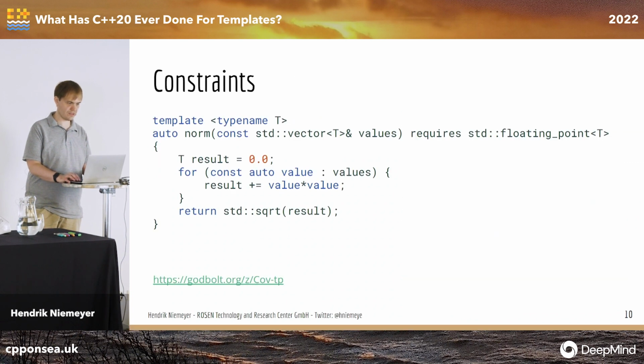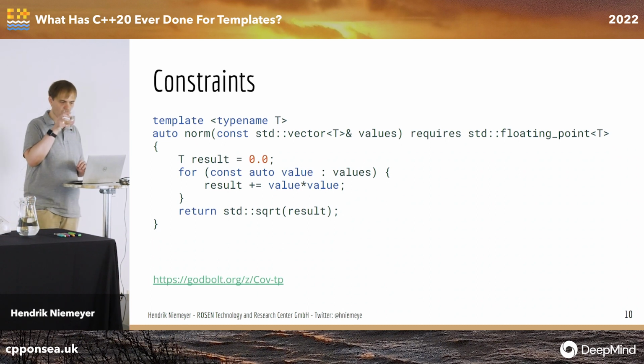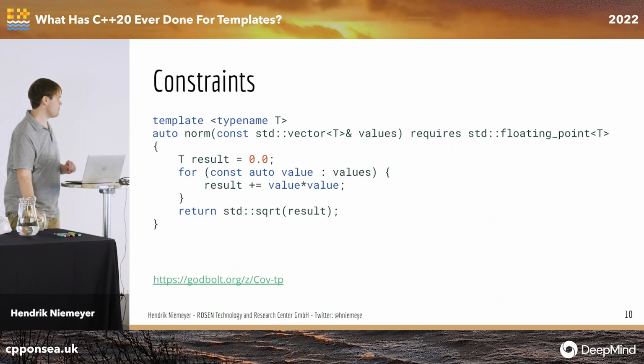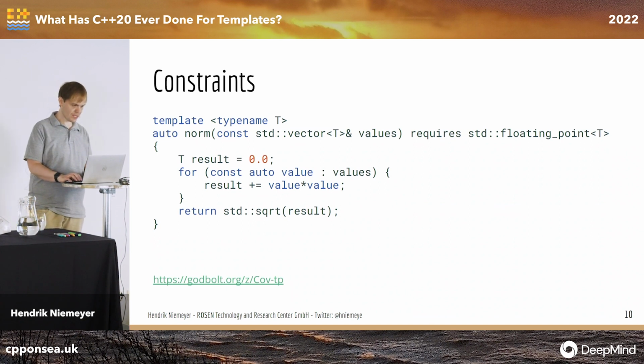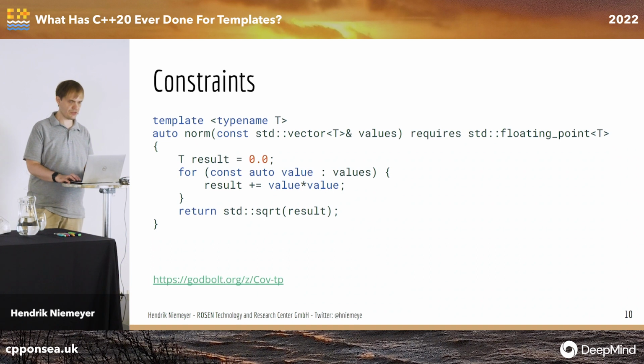So the second thing is, what is the constraint? How would we use a concept? So here we have a template function called norm, and what it basically does, it takes a vector of T values, it iterates over the values, squares them, adds them up, and returns the square root of the result, like a vector norm from linear algebra. And what we want to do here is give it a vector of things, but we want to restrict what these things can be using a constraint.